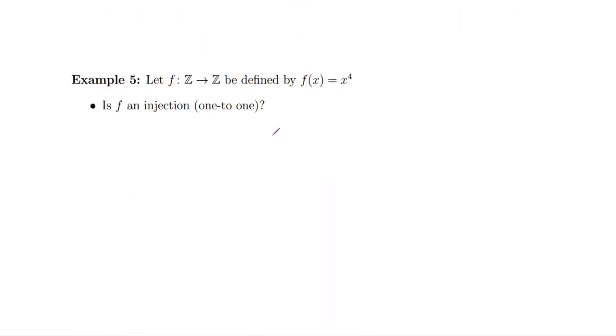Okay, and then finally let's look at this function. So over here, let's say that f maps Z to Z, defined by taking the fourth power instead of the cube. Okay, so is f an injection, one-to-one?